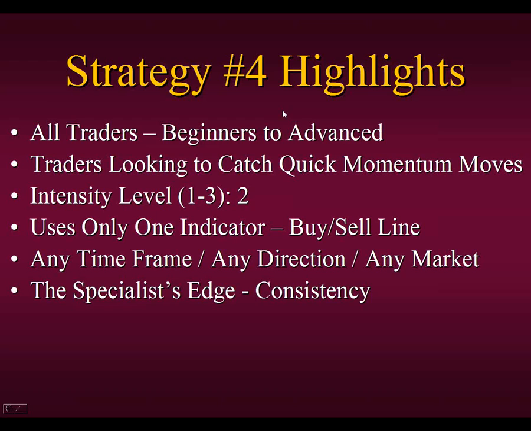Basically, strategy number 4 is for traders who are looking to catch quick momentum moves. Once again, we can alter this so that you can stay in the trade a lot longer if you'd like. But if you're trading the standard generic version, you're really in it for maybe anywhere from 2 to 5 or 8 bars tops. Its intensity level, from 1 being the least intense to 3 being the most, it's a 2. It's very moderate. It's right in the middle. And we only use 1 indicator. Okay, the buy-sell line, the 50-period simple moving average. That's all we're using. So we can't make it any simpler than that.